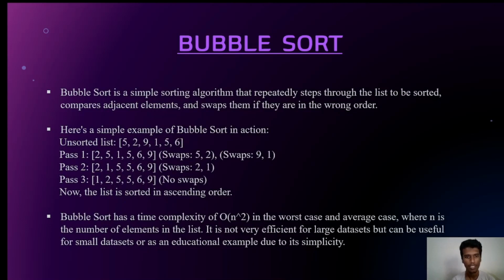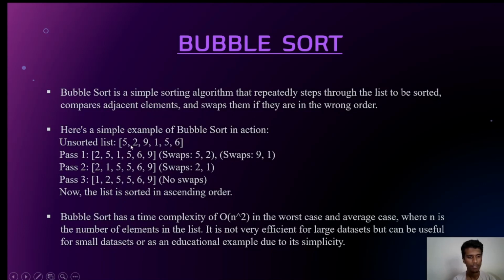In the bubble sort algorithm, the algorithm will compare the adjacent elements, whether one is smaller or greater than the adjacent element, then it's going to swap. Here is an example for bubble sort. In this array we have 5 2 9 1 5 6. We are going to compare 5 and 2, 9 and 1, and 5 and 6.